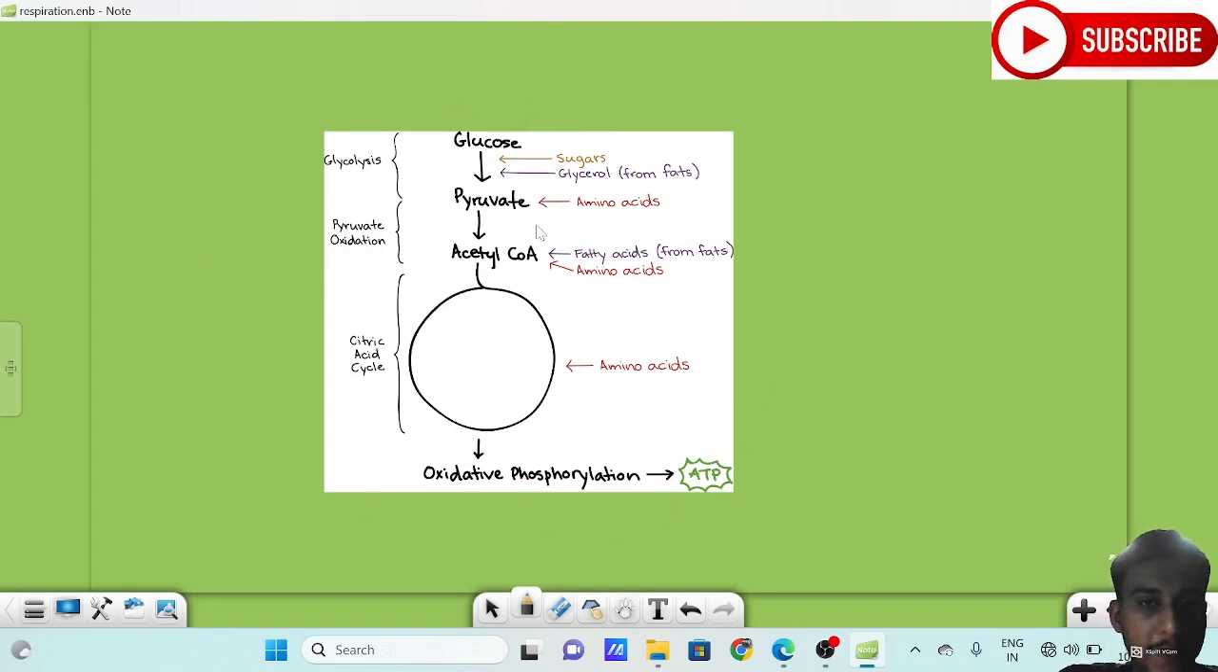If it is anaerobic, glucose to pyruvate will form lactic acid. It will not undergo these steps, because if it is converted into acetyl coenzyme A, it should enter the TCA cycle. If it enters the TCA cycle, it needs oxygen. So if oxygen is not available, this is a wasted process. According to the availability of oxygen, pyruvate will be converted to either acetyl coenzyme A or lactic acid.